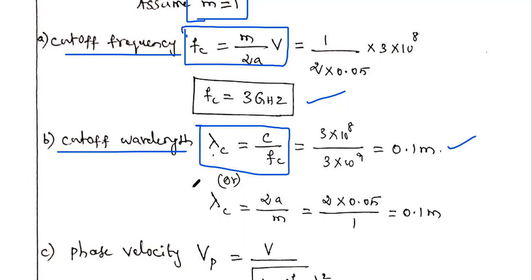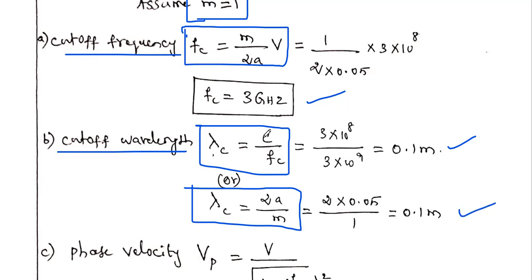Or otherwise, for cutoff wavelength there is also a direct formula. For cutoff wavelength in terms of A and m, the formula is 2A divided by m. In this case also you substitute 2 into A, which is 0.05, divided by m, which is 1. If you substitute, we can get the same answer.